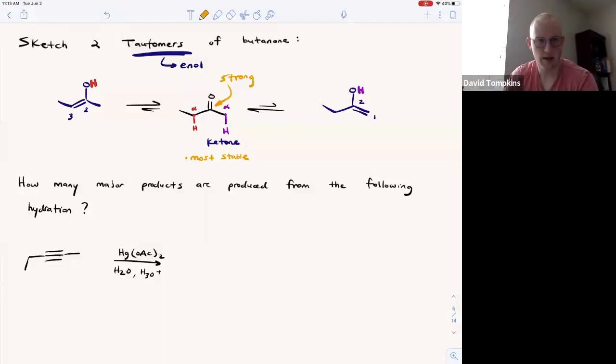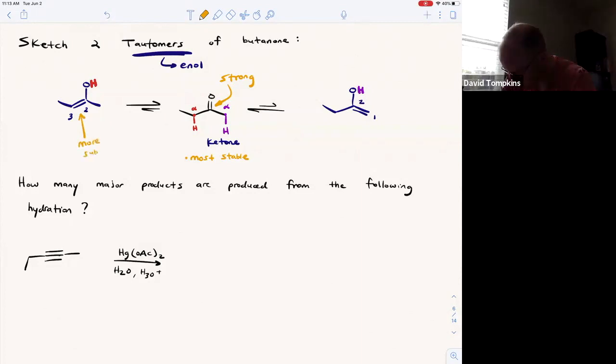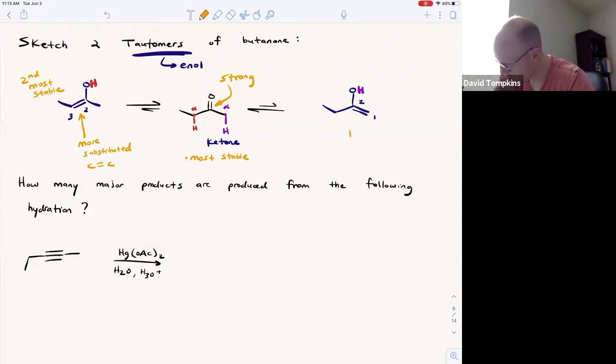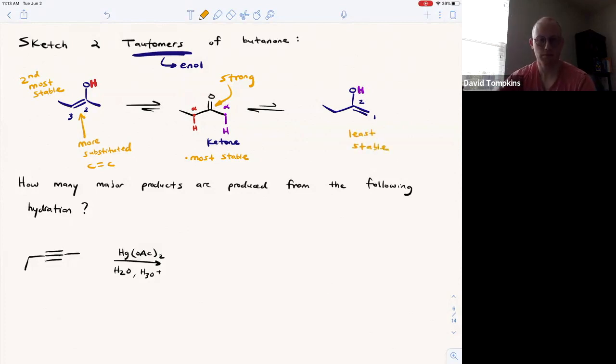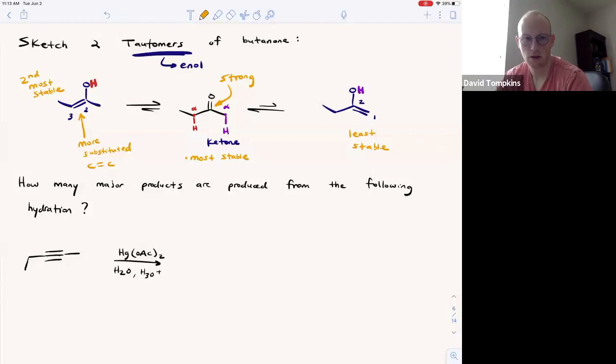But if you had to decide what the second most stable one is, it would be the more substituted alkene. So this enol on the far left, from removing the red alpha proton, is going to be the second most stable. And the least stable is the carbon-carbon double bond that is least substituted.